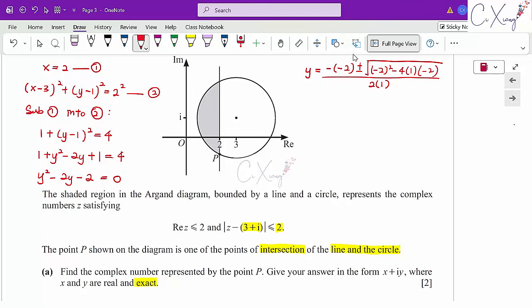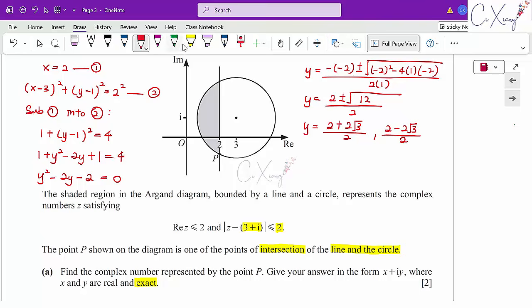Okay, then after that, we further simplify it. I'm having 2 plus or minus the square root of 2 squared, which is 4, right? So 4 plus 8, 4 times 2 is 8, which is 12, divided by 2. Then if you further simplify it, you have 2 plus 2 root 3, since 4 times 3 is 12, and the square root of 4 is 2. So 2 plus 2 root 3 over 2. And then the other one is 2 minus 2 root 3 over 2.